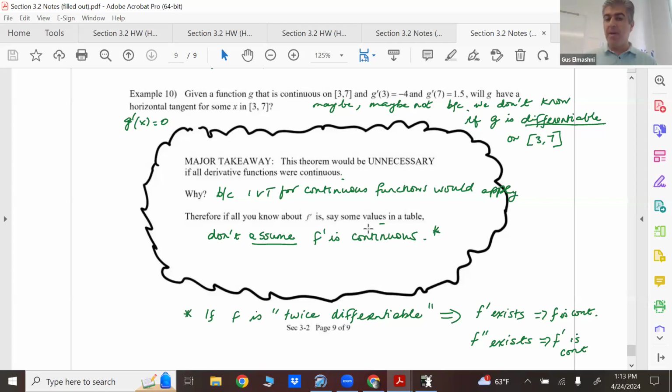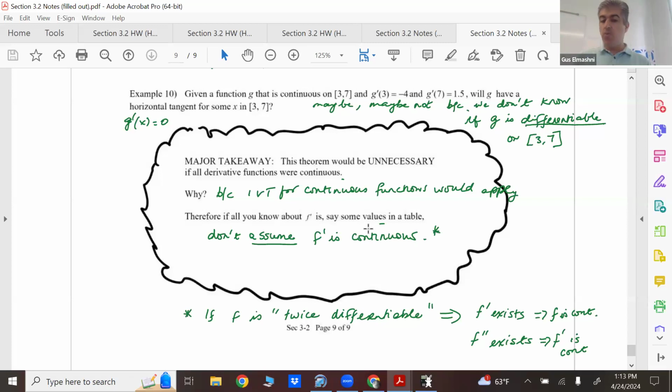Maybe. No idea. So major takeaway, this theorem would be unnecessary if all derivative functions were continuous, then fine. But some derivative functions may not be. So we can't assume f prime is continuous. The f prime graph itself, we can't assume that.